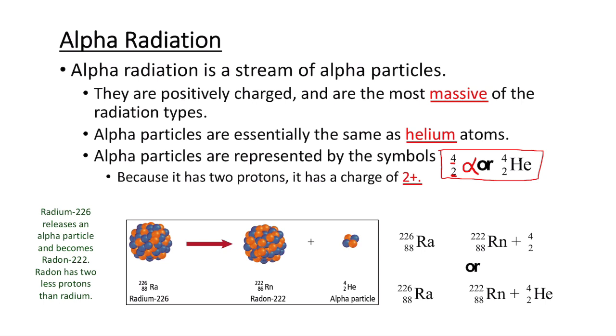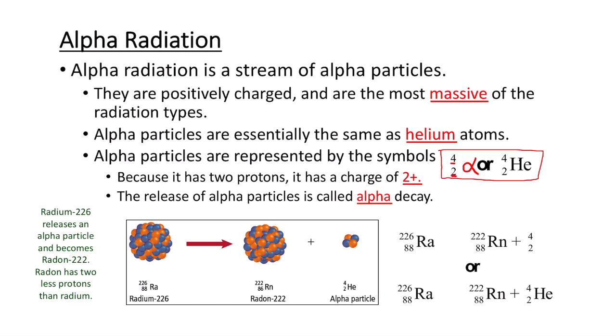Because it has 2 protons, it has a charge of 2+, because neutrons are neutral, so the charge is only coming from the protons. And the release of alpha particles is what is called alpha decay. So it doesn't have any electrons. This is just dealing with the nucleus, which is made up of protons and neutrons, thus the +2 charge.